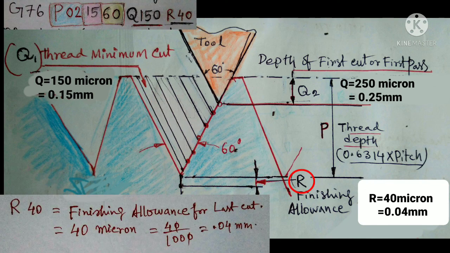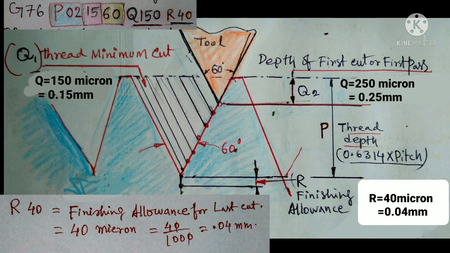Next point is R40, where R is used for the finishing allowance for the last cut, and as we use P02, for the second cut or finishing cut, the cutting tool will take an allowance of 40 micron, that means 0.04 millimeter. Here we can write the value of this R in micron or millimeter, such as 0.01, 0.02, 0.03, 0.04, etc. in millimeter, or 10, 20, 30, 40 in micron.